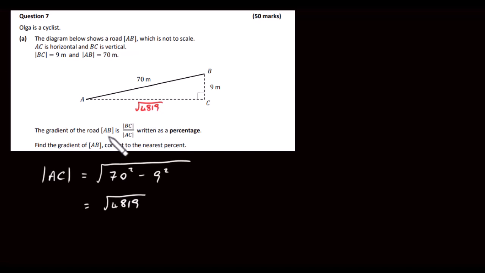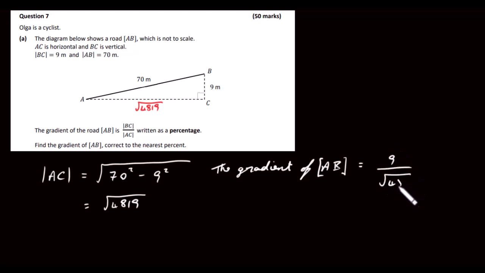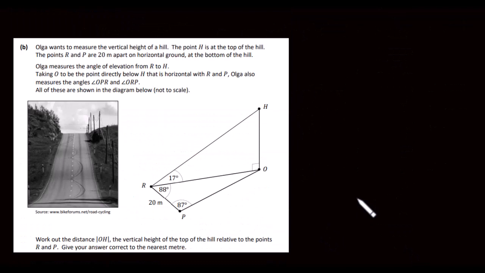So we've got to find the gradient then. So the gradient of AB is just going to be 9 over the square root of 4819 times 100, which is to the nearest percent, 13%. Give your answer correct to the nearest percent, and that's it there. There's my answer. Okay, next one, part B.